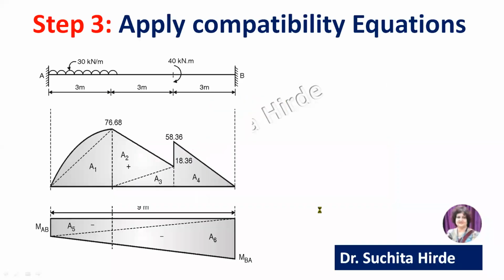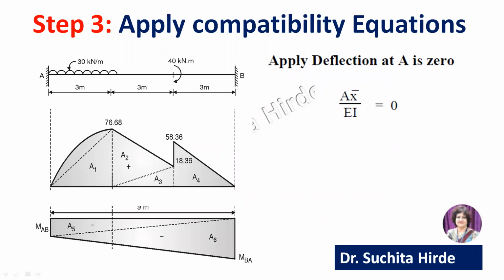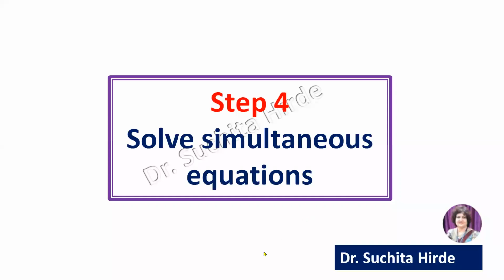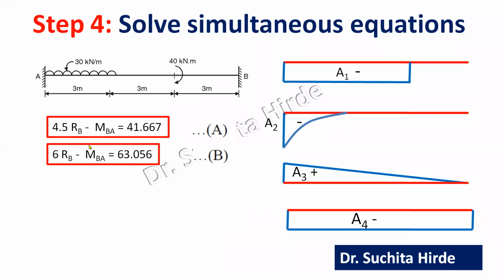Now step number 4 is to solve these equations simultaneously. So these are the two equations we have derived. These equations are in terms of redundants, that is RB and MBA. If you solve these equations, you will get RB is equal to 14.26 kilonewton positive. Positive means whatever direction we have assumed, that is upward, is correct. MBA is 22.5 kilonewton meter positive.